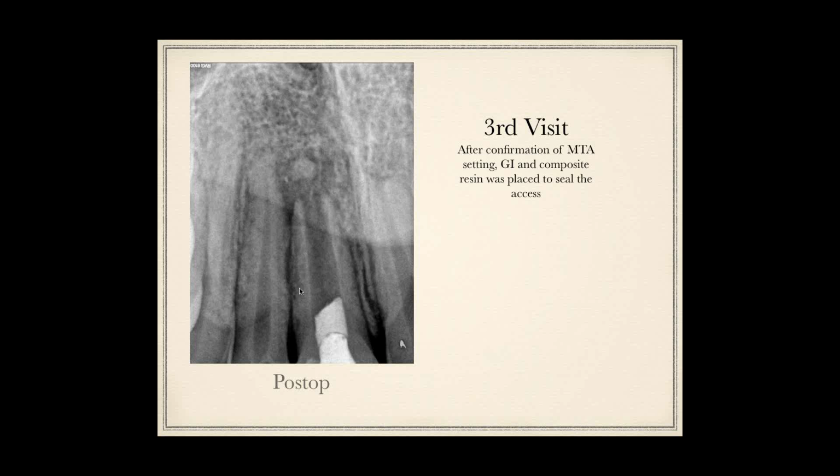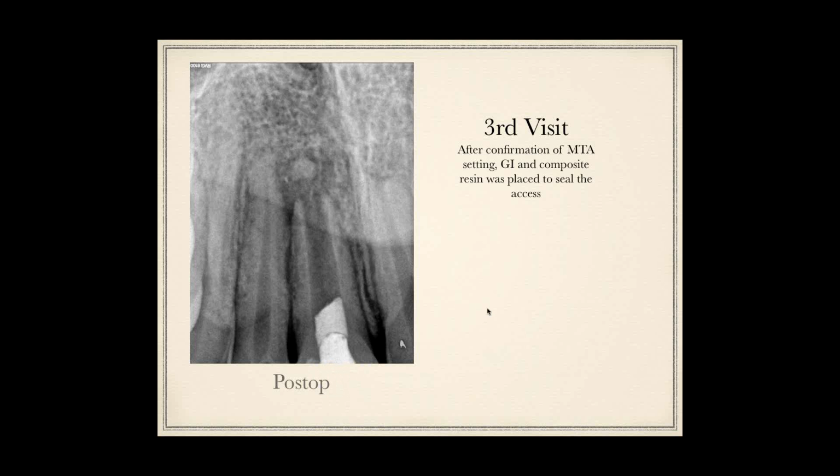Thank you. And this is my third visit. Go back in, confirm that the MTA is set, and this is my post-op X-ray actually. This is the layer of the MTA, a 3 millimeter layer, and then on top of that I place a thin layer of glass ionomer and seal the access with composite resin. This is the post-op X-ray. I'm sorry I missed the upper part, the coronal part of the tooth.